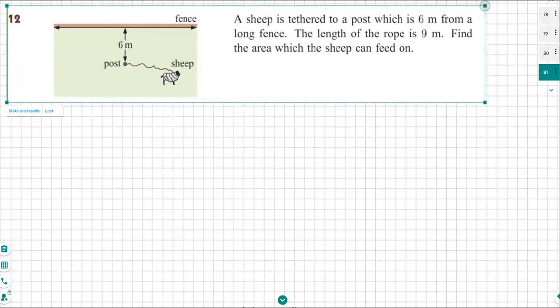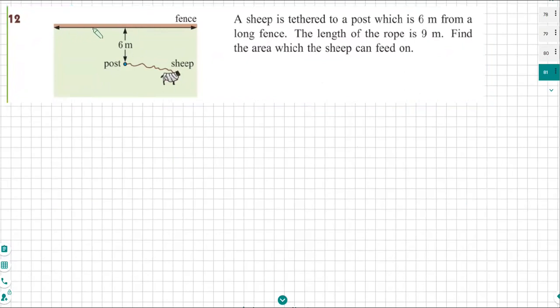Okay, question 12. It says a sheep is tethered to a post which is 6 meters from a long fence. So this is the fence, and the distance between the fence and the post, where the sheep is tethered, is 6 meters. The length of the rope is 9 meters, meaning this rope has a length of 9 meters. So find the area on which the sheep can feed, meaning the sheep can eat the feed, right?